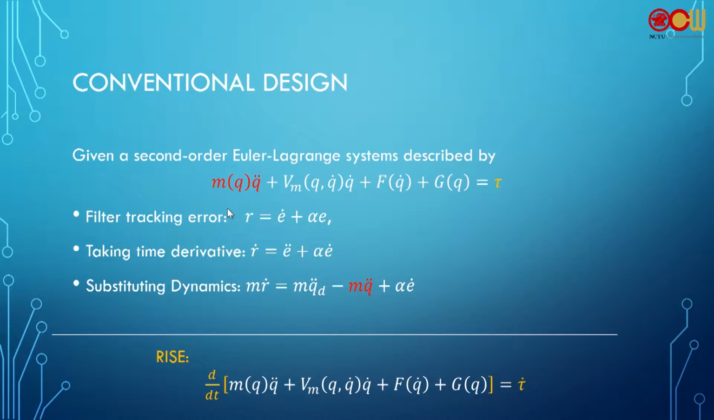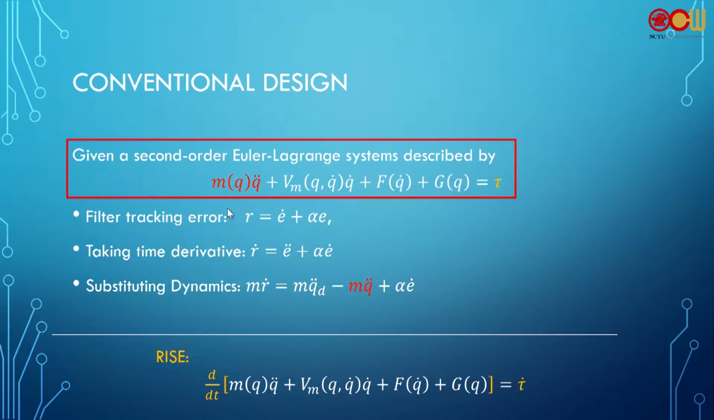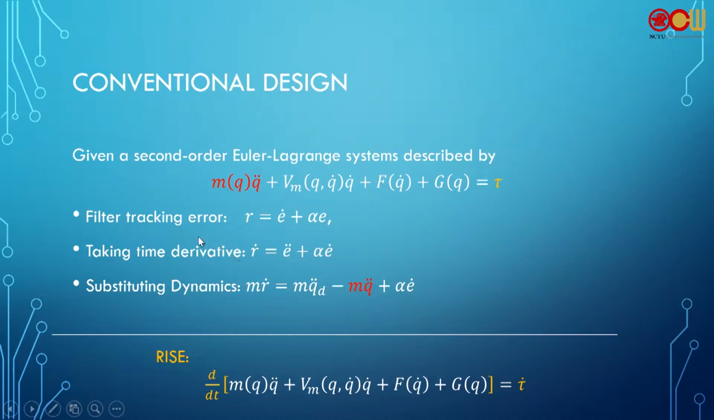So the conventional way to design controllers, for example, given these Lagrange systems, is that we design the filtered tracking error for the first step. Then we substitute the dynamics from M q double dot. The filtered tracking error R is defined as e dot plus alpha e. Take the time derivative, and now we can see the e double dot, which gives you the control access in M q double dot.